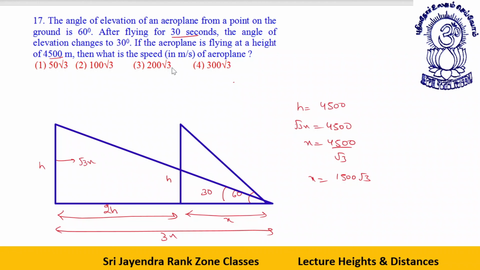What is being asked? What is the speed? So 2x is how much? 2x is 3000 root 3. Now I can say the time taken is 30 seconds. From here to here, this is 30 seconds. In meter per second.